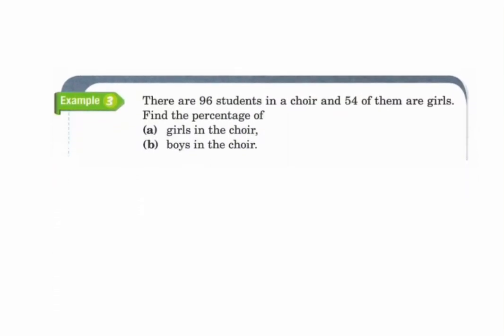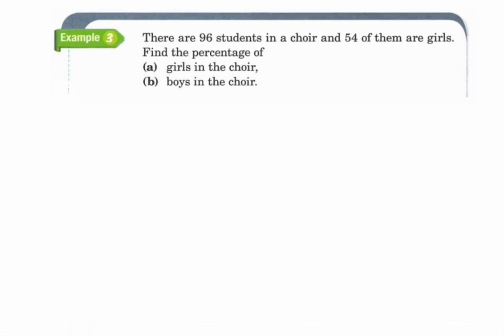All right, here is our first example from the book, example 3. There are 96 students in a choir and 54 of them are girls. Find the percentage of A, girls in the choir, and B, boys in the choir. You can go ahead and pause the video and try this on your own first.